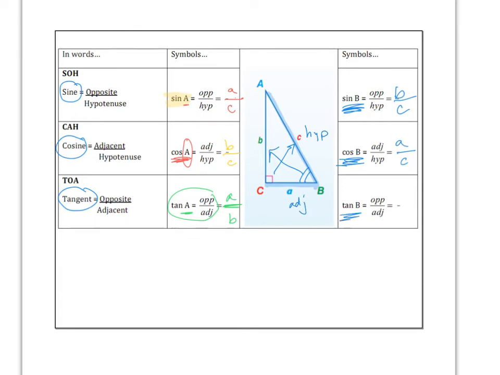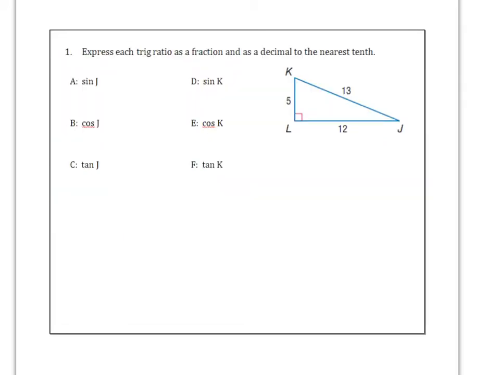Now we're going to do tangent of B. Tangent is opposite over adjacent. So opposite of B, little b. Adjacent to B, little a. This might not make much sense yet, so let's go ahead and move on to the first example and put some numbers in here. Number 1, express each trig ratio as a fraction and as a decimal to the nearest tenth.